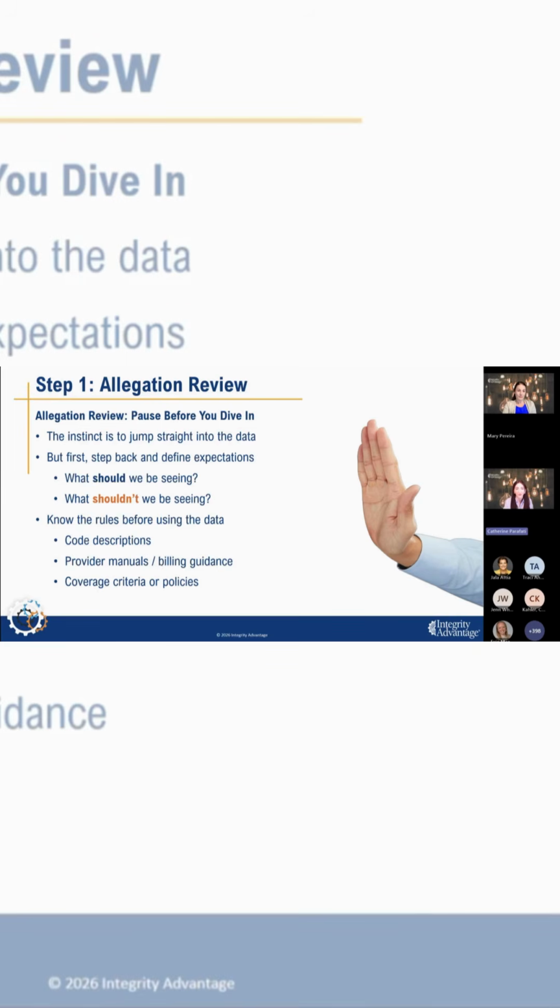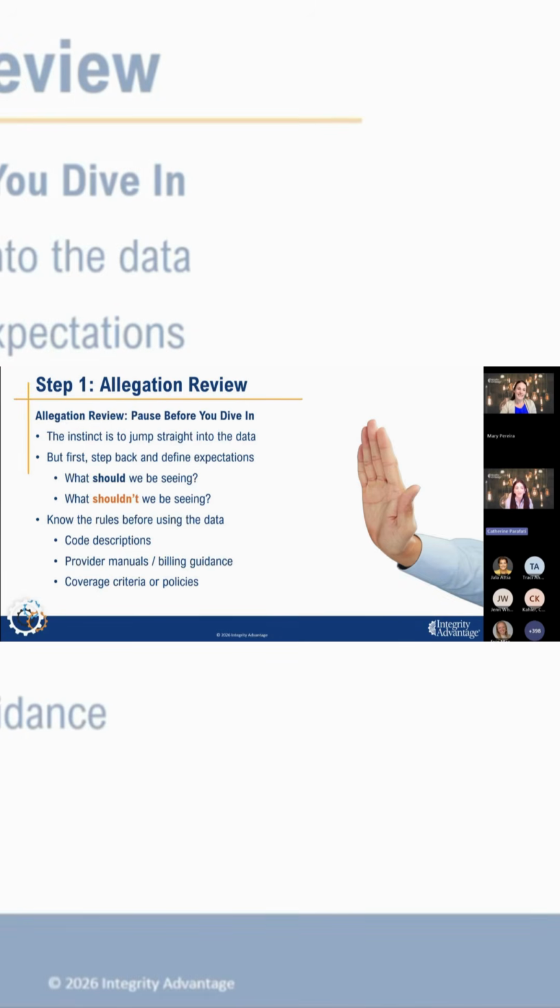All right, step one. And also, if you take nothing away, let it be the hand pause. I really love this because one of the most critical errors we see at the beginning of a case is just diving straight in and skipping the pause. If you're a data person like I am, like Mary is, our first instinct is always to just jump straight into the data, make 50 million pivot tables, and go, okay, now what?